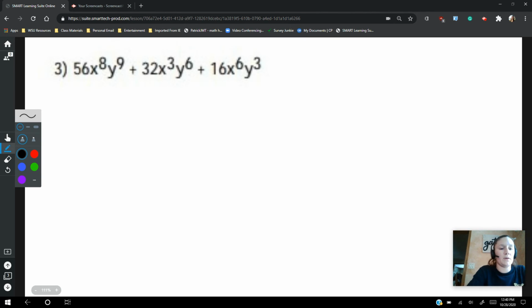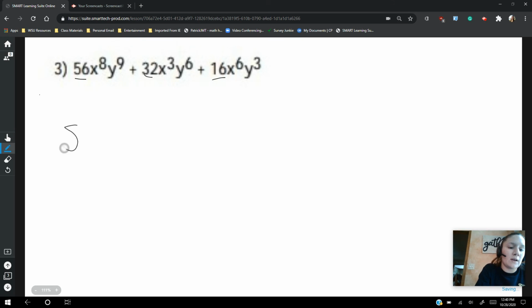So looking at number 3, which is 56x^8y^9 plus 32x^3y^6 plus 16x^6y^3. When looking at 56, 32, and 16, we see that each of them are divisible by 8. So we're going to pull out an 8 for the GCF of that. Then looking at x^8, x^3, and x^6, we see that each of them have an x^3, so we're going to pull out that factor.